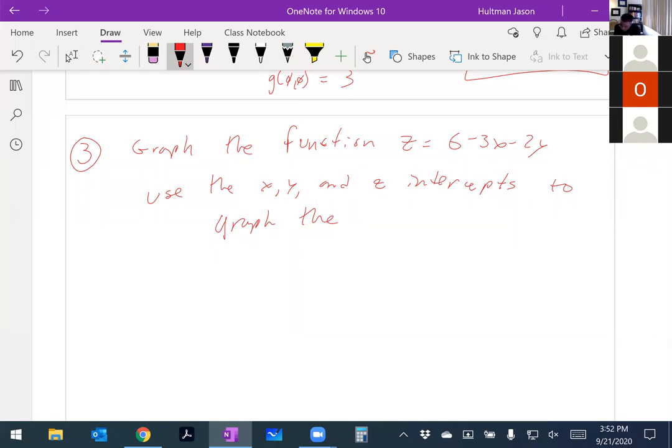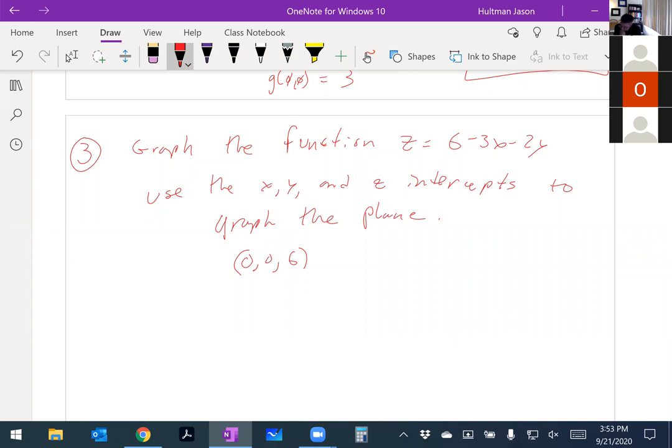So to graph the plane, let's do that. If x and y are 0, 0, 0, and we'll call this C. So 0, 0, C is going to be where? Where is that point? Well, if x is 0 and y is 0, isn't z equal to 6? Wouldn't that be true? So 0, 0, 6.